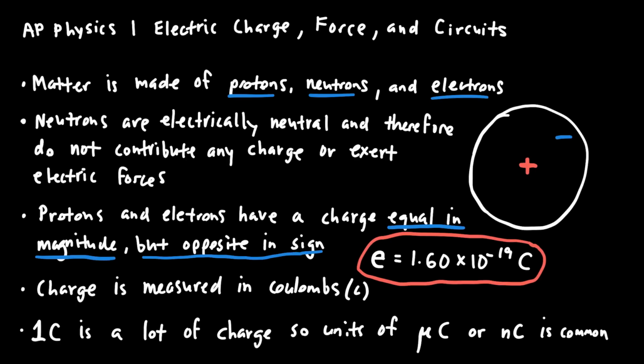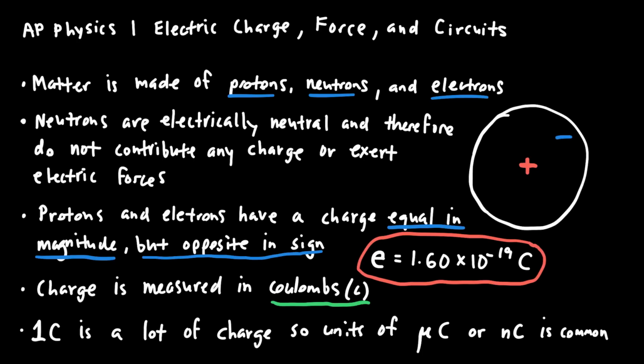And so maybe that helps us remember that charge is measured in coulombs, which is represented by a capital letter C. So the charge on the proton is positive 1.6 times 10 to the minus 19, and the charge on the electron is minus 1.6 times 10 to the minus 19.